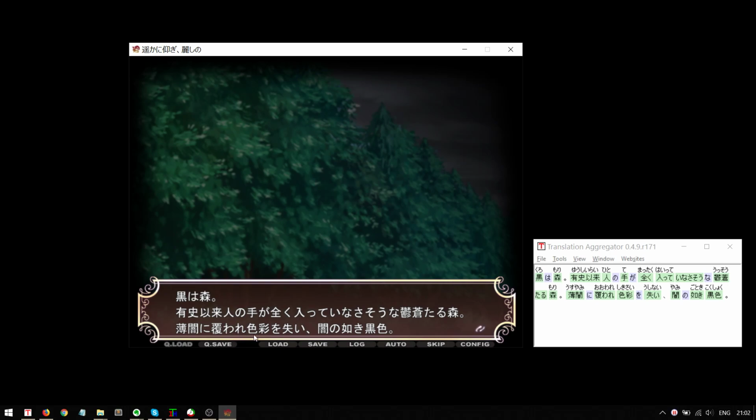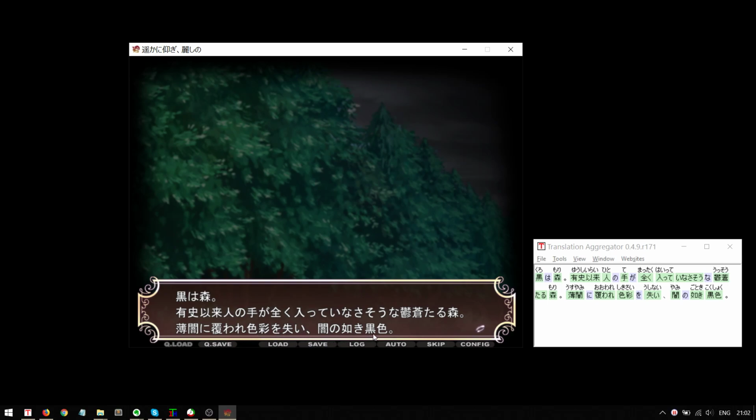And this is te form, so this is a separate phrase. Shikisai o ushinai. Shikisai here means color, specifically saturation. If you lose shikisai, everything turns to gray. So in the darkness, everything will turn gray.